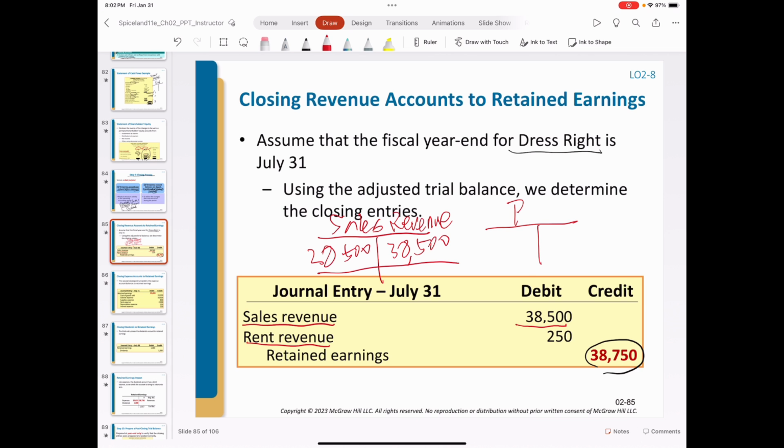Same for the rent revenue. Rent revenue was 250 credit. Now we debit 250. It becomes 0. So these 2 accounts are closed. Their balance totals 38,750. Now move to retained earnings. Originally, both have a credit balance. After you close them, their credit balance moved to another account, retained earnings.